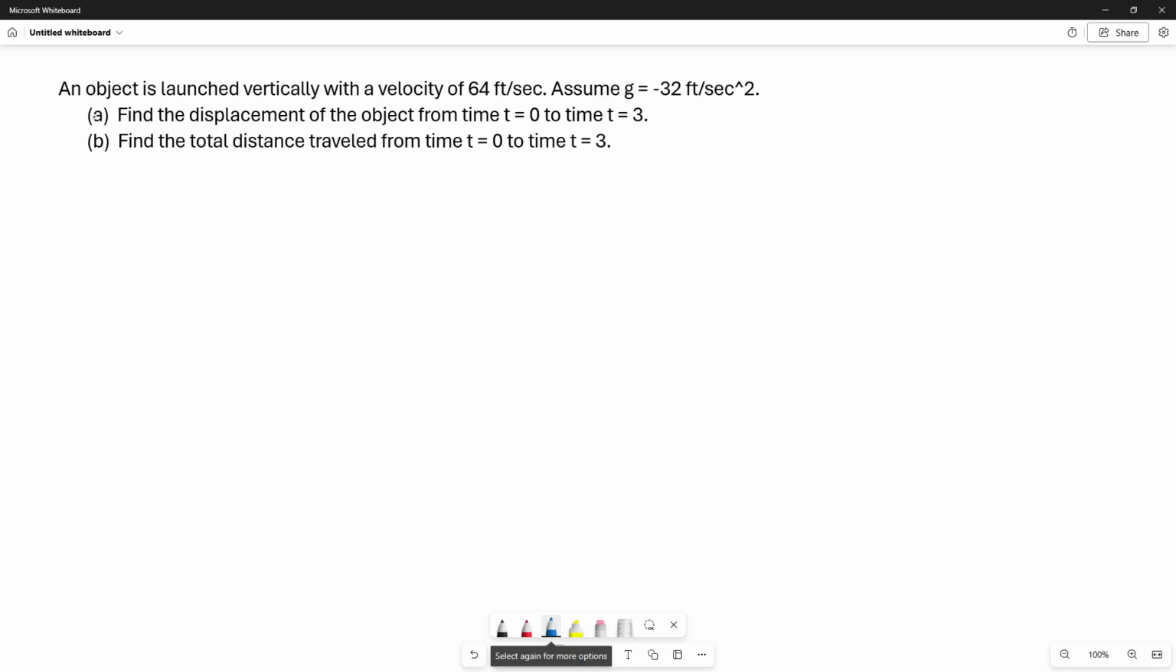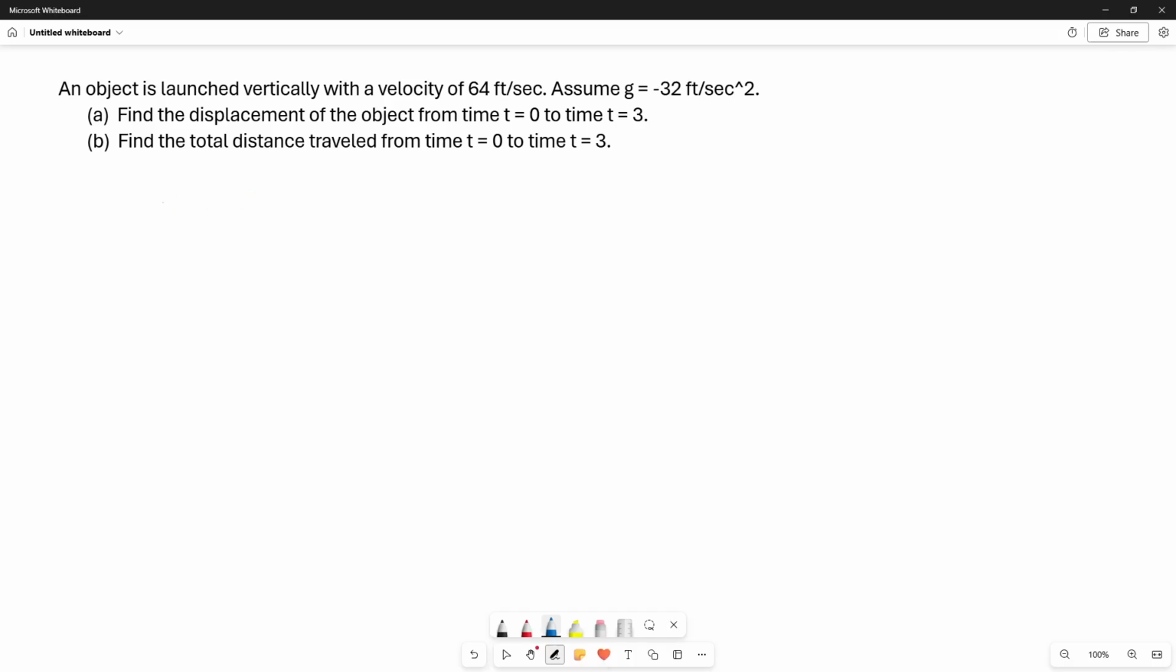An object is launched vertically with a velocity of 64 feet per second. Assuming that g, the gravity due to Earth's mass, is negative 32 feet per second squared, find the displacement of the object from time t equals 0 to time t equals 3, and find the total distance traveled from time 0 to 3.